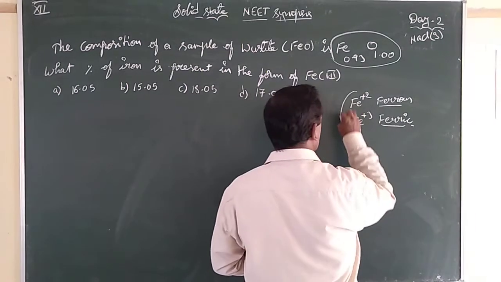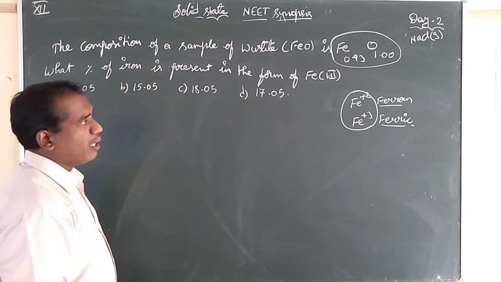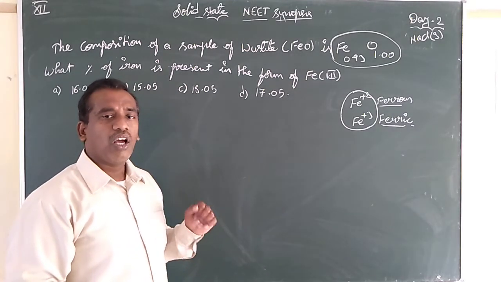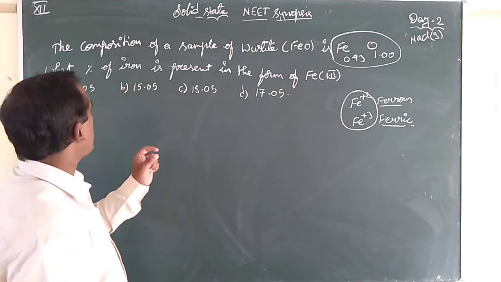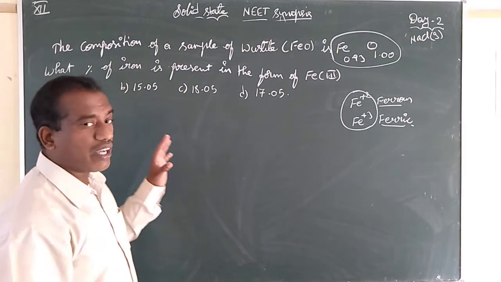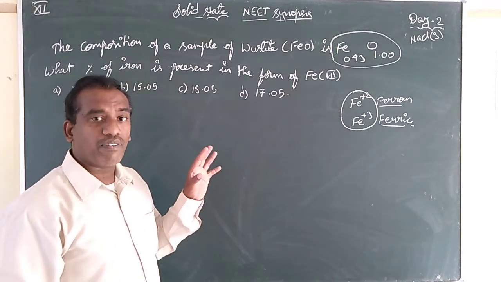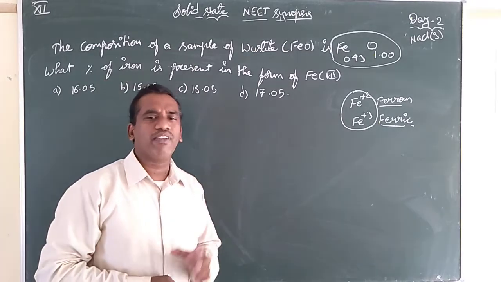What are the two types of oxides of iron we know? Fe+2 and the Fe+3. We don't know how much of Fe+2 is there, or how much of Fe+3 is there. They are asking us to calculate what percentage of iron is in the form of Fe+3. So let us see here, a very important and easy method of learning.